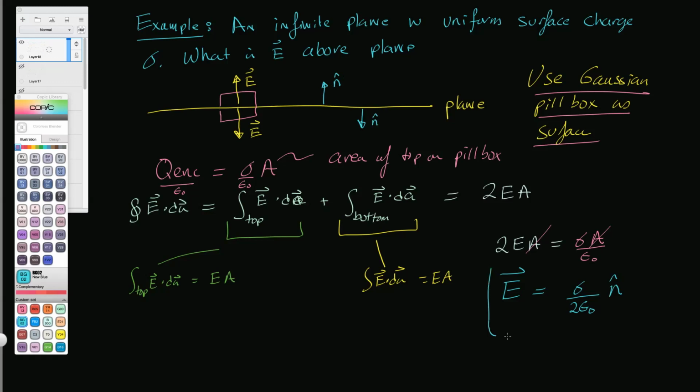Okay, and I want you to notice, this is a really interesting property here. It's a function of the fact that the plane is infinite, so it doesn't matter how far away from the plane you are.